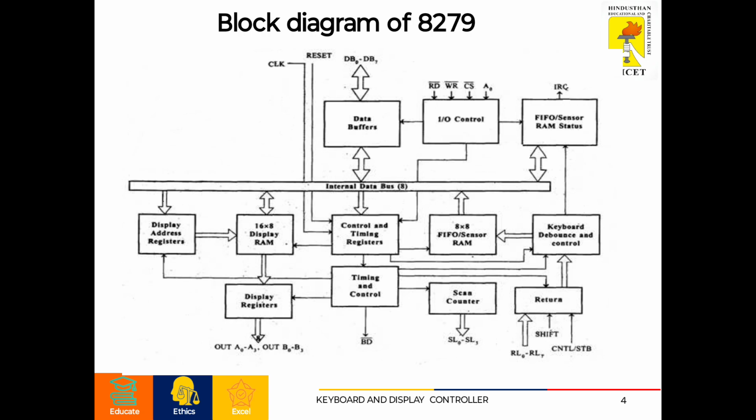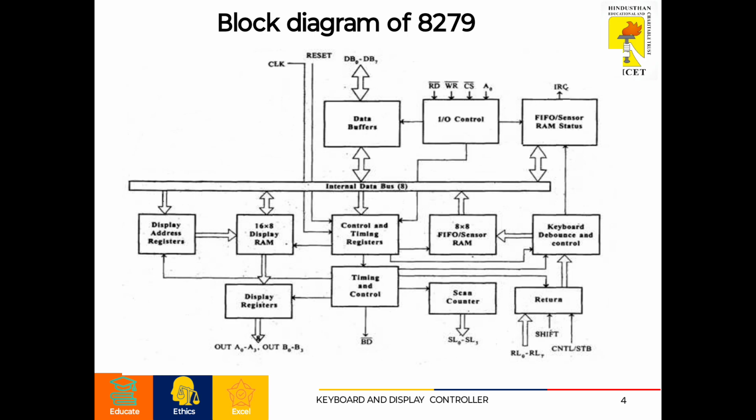Here, the scan lines are common for keyboard and display. These scan lines are used to form the rows of the matrix keyboard. As we already saw, the return lines are used to form the columns of the matrix keyboard. So the scan lines form the rows of the matrix keyboard and are also connected to the digit drivers of a multiplexed display.